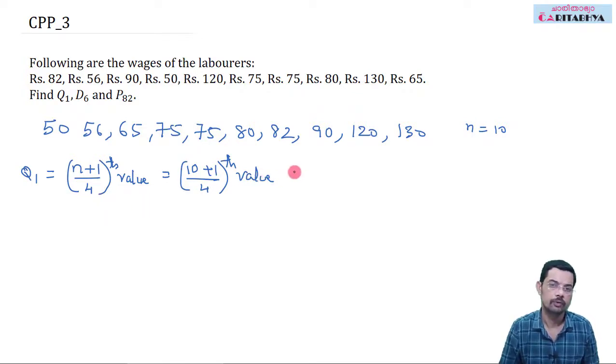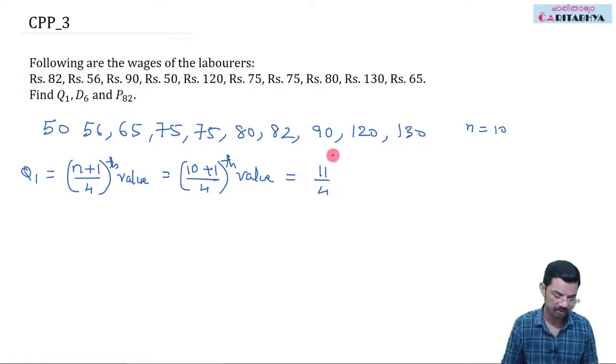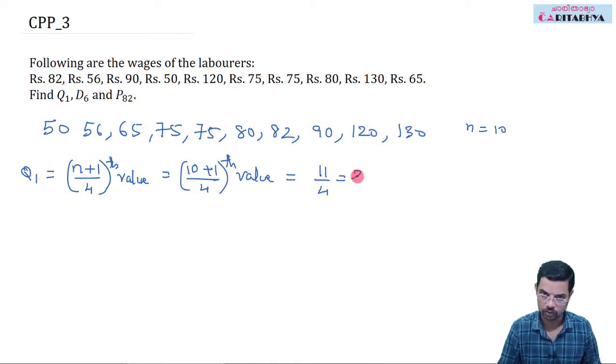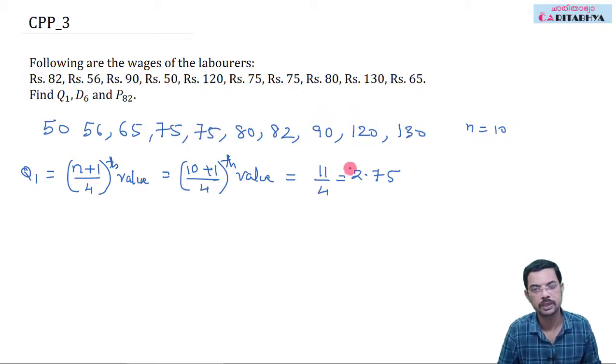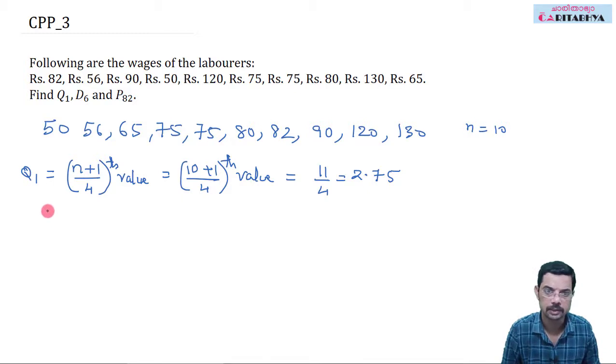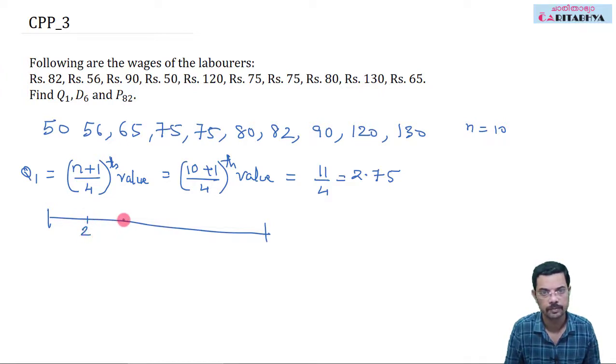So 10 plus 1 by 4 is nothing else but 11 by 4. And what is 11 by 4? That will be equal to 2.75. So it lies between the second and the third observations. What we need to understand here is, say for example, this is the data distribution, and this is the second observation, and here we have the third observation. The value lies between the second and the third observation.